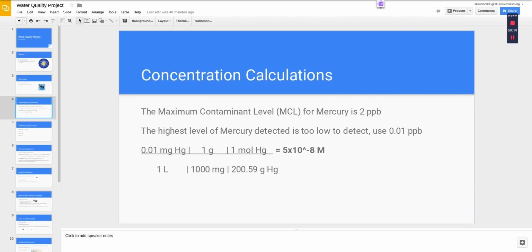Now, to find the concentration, we must first look at our water quality report for our levels of mercury. There, we find that while the maximum contaminant level is 2 parts per billion, the highest level of mercury actually detected is around 0.01 parts per billion. So we plug that into our equation. We have 0.01 milligrams of mercury per liter, which we convert to grams, then moles, to get 5 times 10 to the negative 8 moles per liter, which is our molarity.